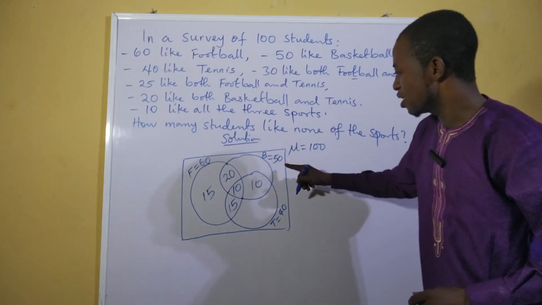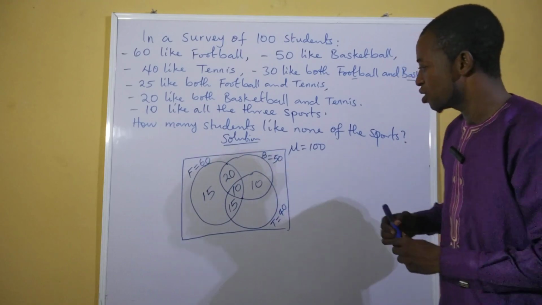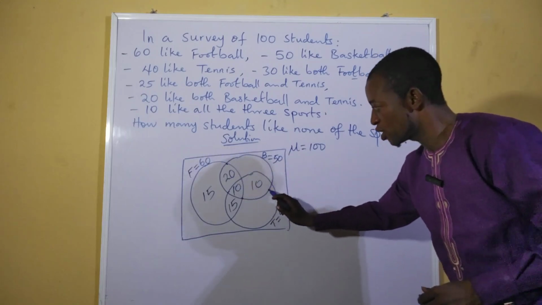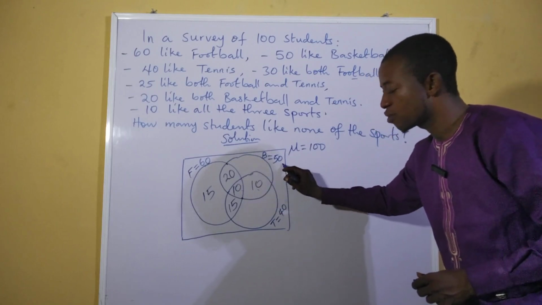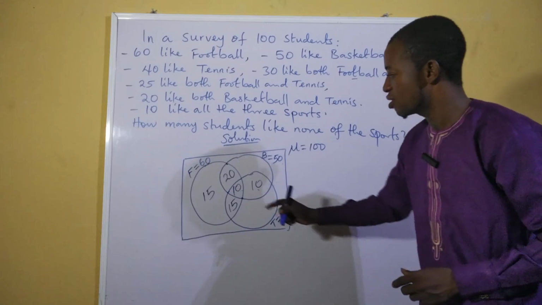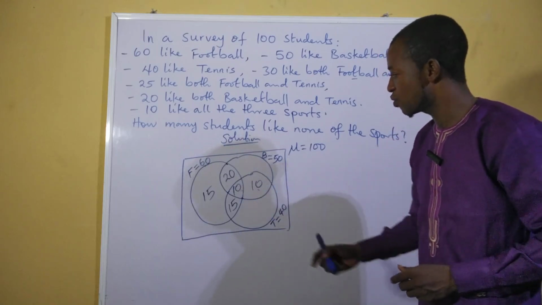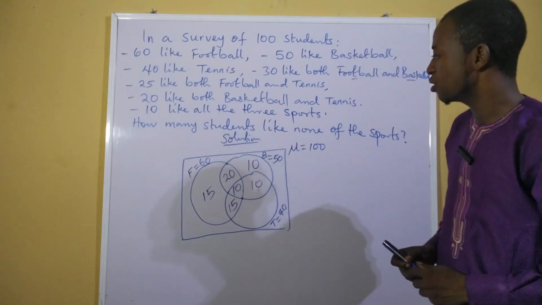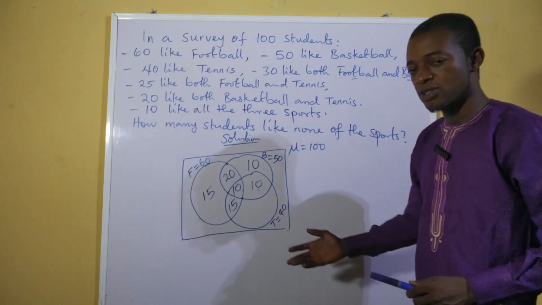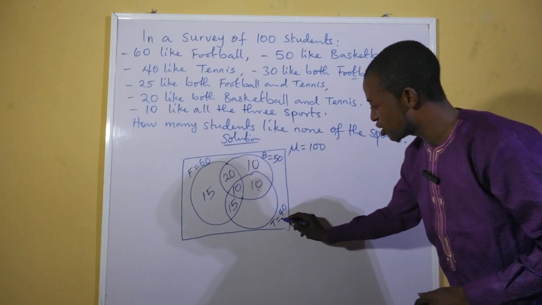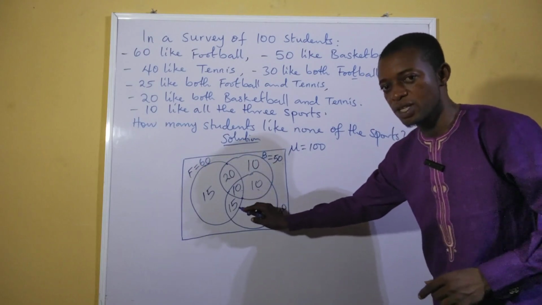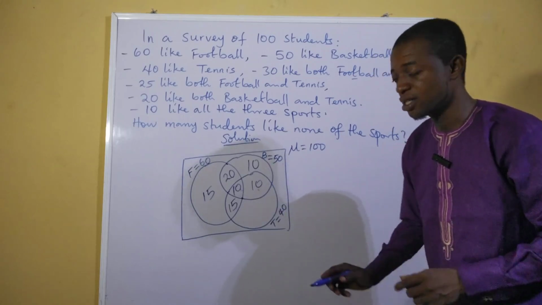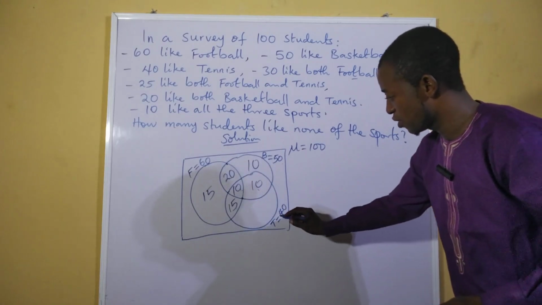And similarly for basketball, everything should be 50, and we have these three numbers inside the basketball as well. So take these three numbers away from 50. This is 20 plus 10, 30, plus 10, 40. And 50 minus 40 is 10. So this is also 10 now. Then similarly for tennis, everything inside tennis should be 40. Take these three numbers away from that. That means we have 10 plus 10, 20, plus 15, that's 35. And 40 minus 35 gives us 5.